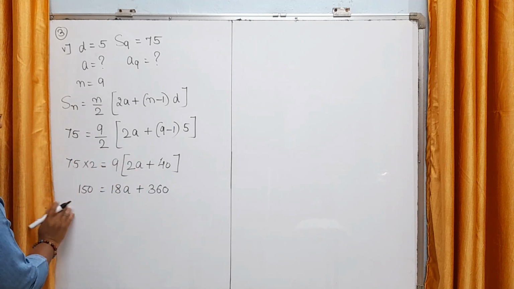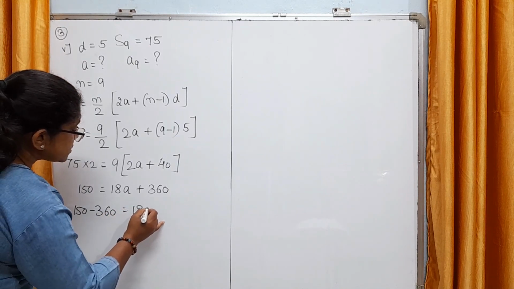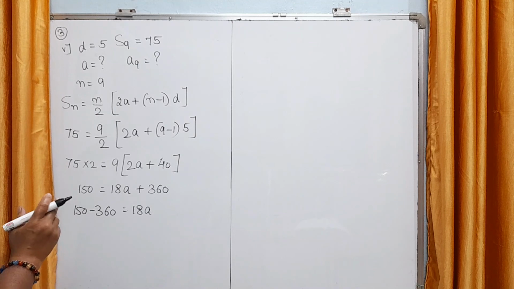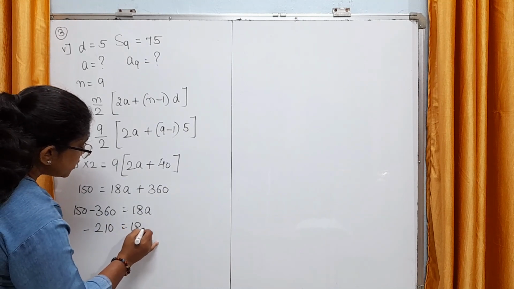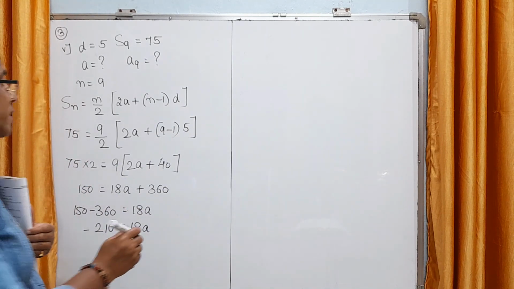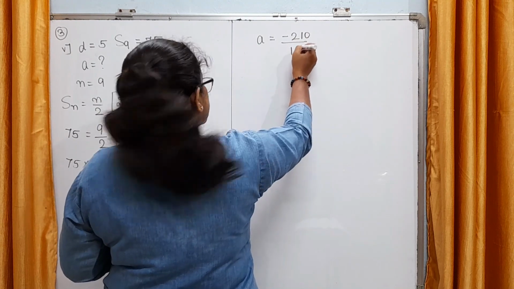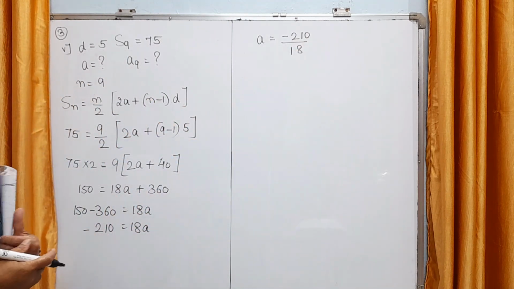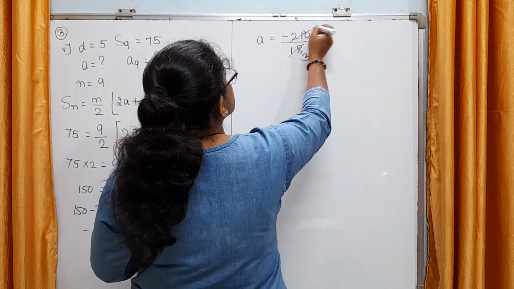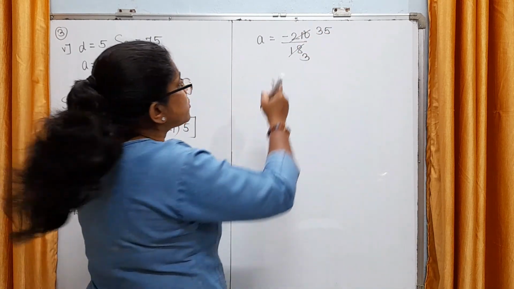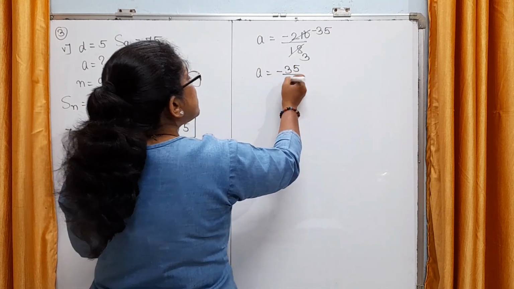360. Let us shift this 360 to the LHS. 150 minus 360 is equal to 18A. 150 minus 360 is minus 210. Minus 210 is 18A. So what is going to be our A here? A is minus 210 upon 18. Let's see whether we can cancel this or not. Here 6 3s are 18, 6 5s are 30, 35 upon 3. We have here one minus sign. So A is minus 35 upon 3.